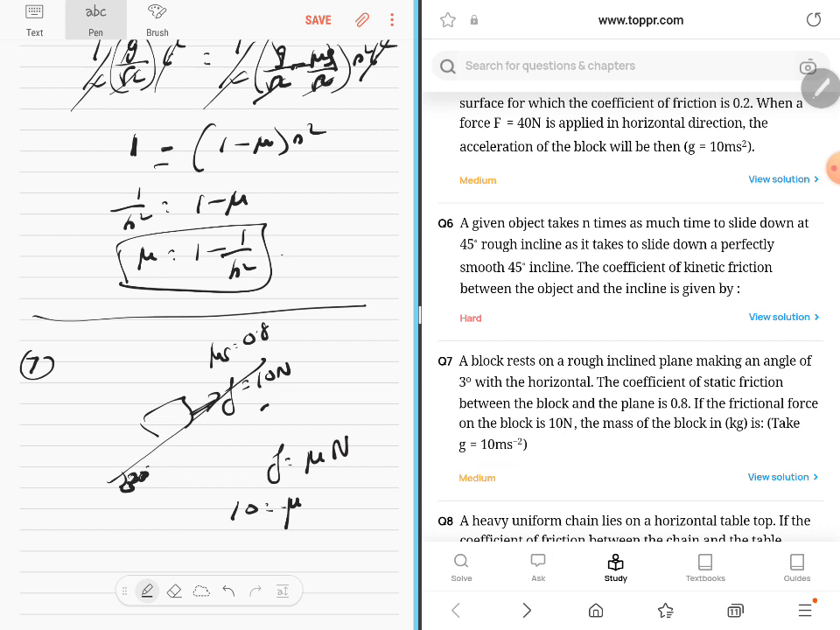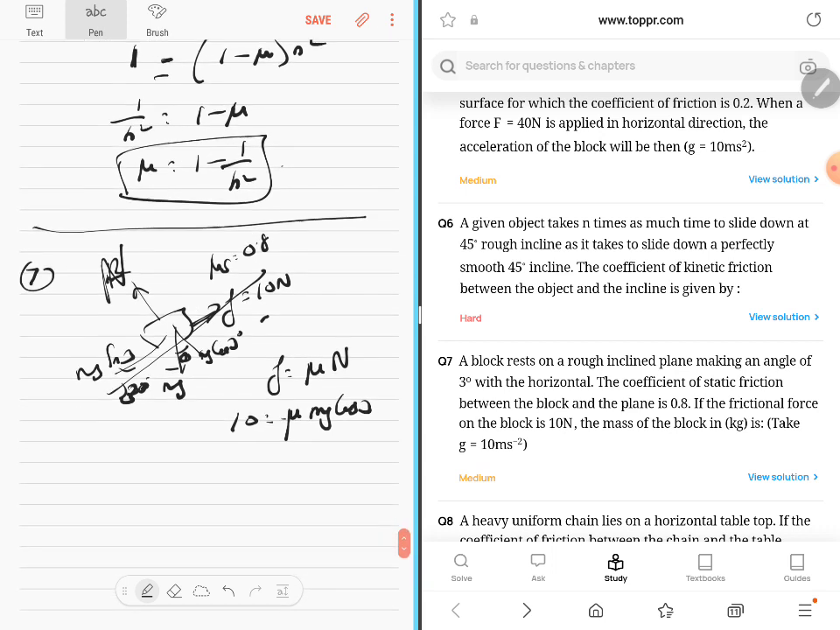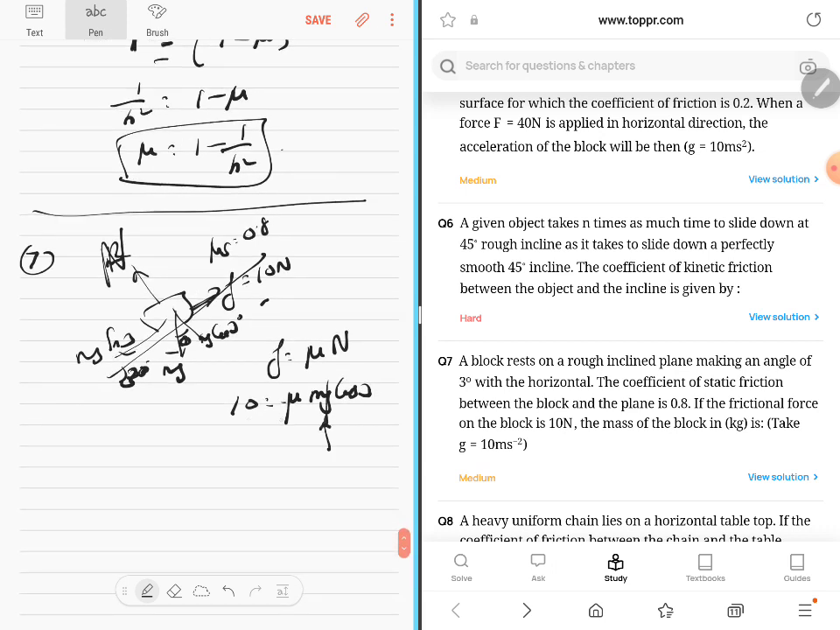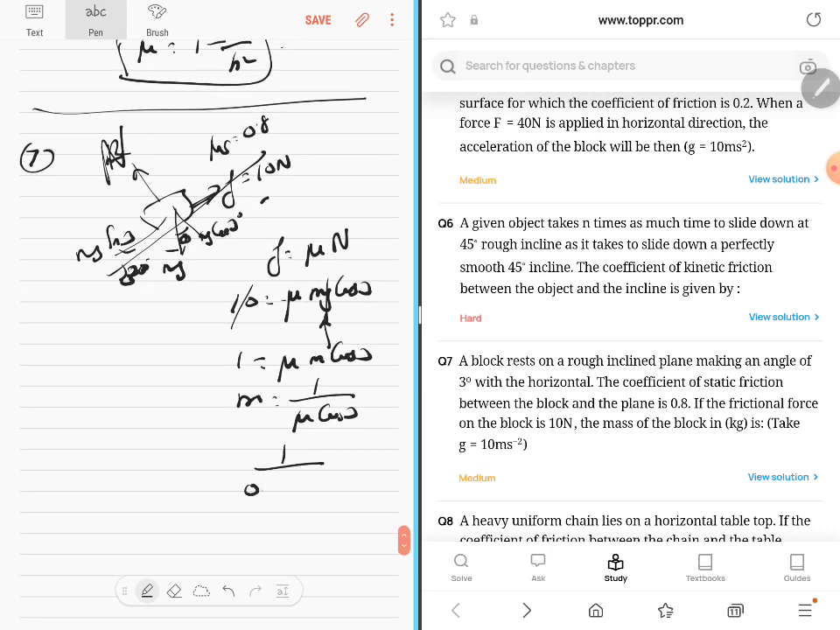So what is normal reaction? You know this is mg, and so directly this will be mg cos theta, so mg cos 3 degree, right? And above will be mg sin 3. So normal reaction itself is mg cos 3. You know g can be taken as 10, so in that case it's mu into m into cos 3. So can I write m to be 1 by mu cos 3, and what is mu? 0.8. 1 by 0.8 into cos 3.